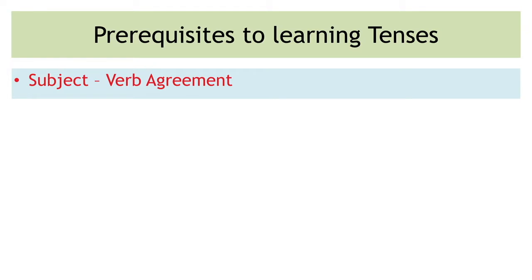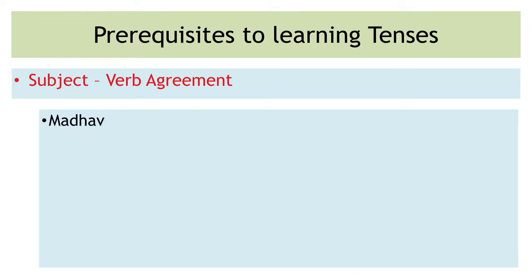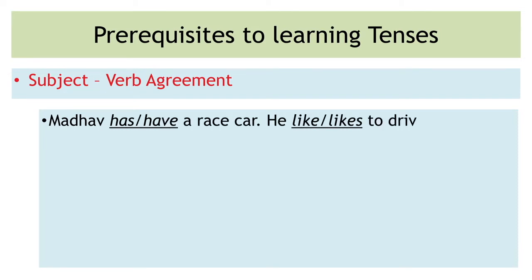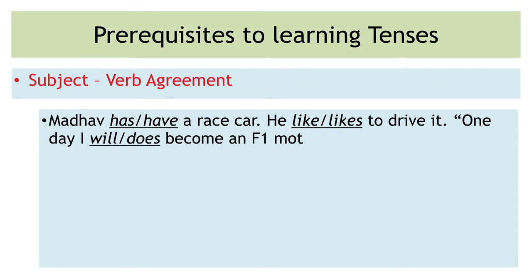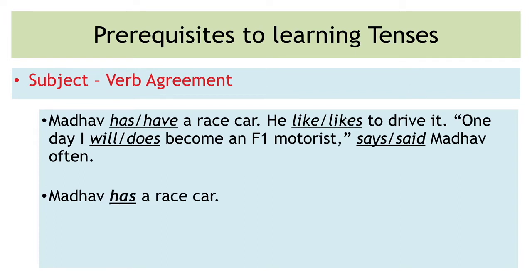Read this sentence. All these are contextual exercises. Madhav have a race car. He likes to drive it. One day I will or does become an F1 motorist, said Madhav often. Now when we look at the sentence, Madhav has a race car is the appropriate one. We cannot use have over here because Madhav is the name of a person and is singular.